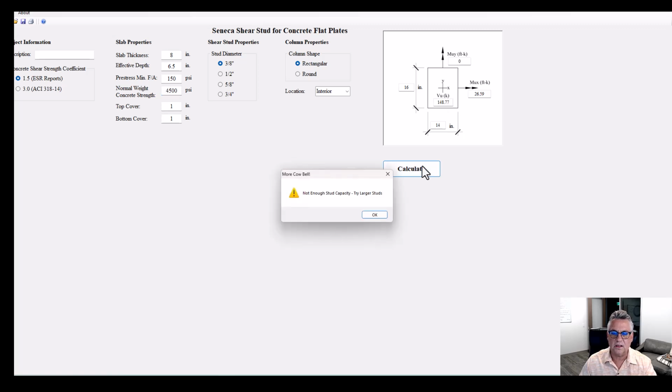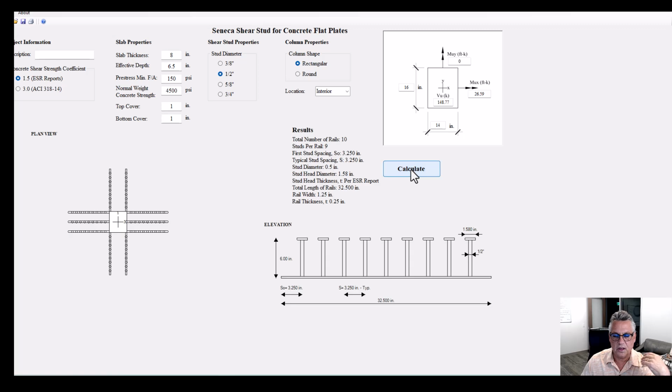So now when I hit calculate, it tells me that we didn't have enough stud capacity. And that's what the calculation that we did said: that 3/8-inch studs don't provide enough area of steel in that first line of studs to work. So we're in agreement. I move up to a 1/2-inch diameter stud and I get 10 rails, 9 studs per rail, 3.25-inch spacing. So this is what I'm asking you to do in your assignment and your project.